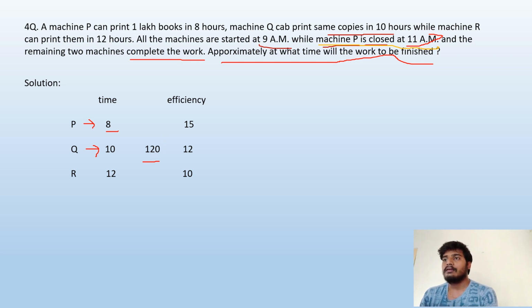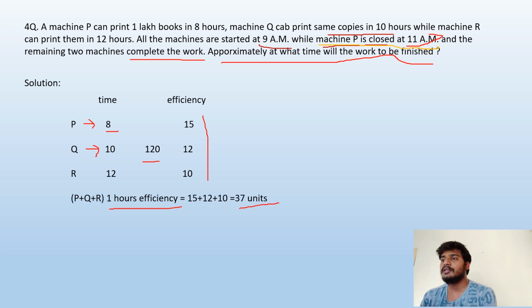So the efficiency, by dividing 120 by 8, is equal to 15, and the efficiencies we got are 15, 12 and 10. So the efficiency of P plus Q plus R, in 1 hour, is 15 plus 12 plus 10, that is 37 units. They can complete 37 units in 1 hour, all of them, P plus Q plus R, while in 2 hours, they can complete 37 into 2, that is 74 units of work.